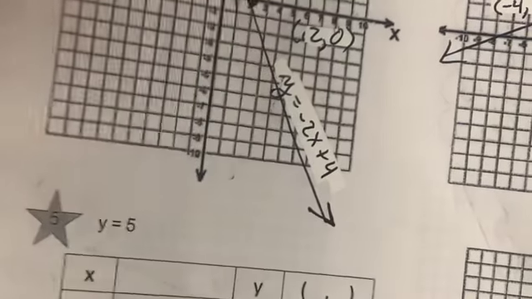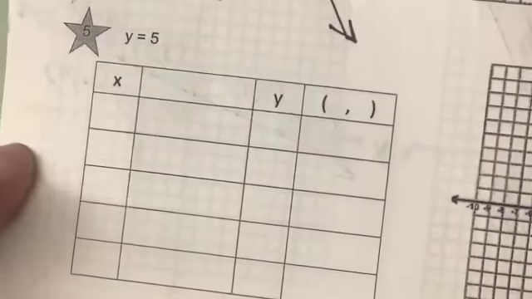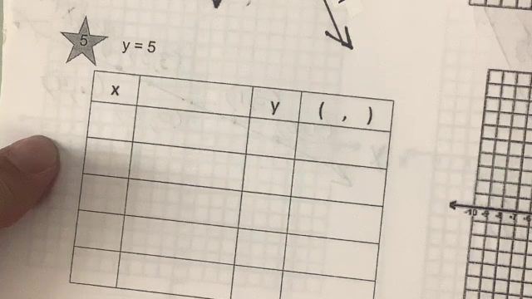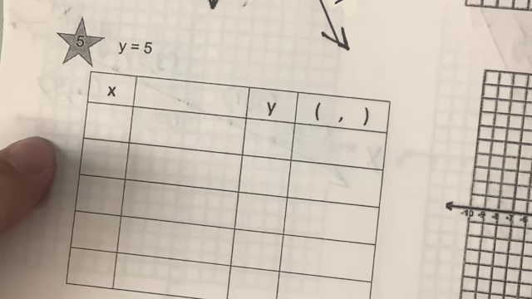Okay, the last one, y equals 5, has a star on it because it's a bonus, and I'm not doing it. You do it. Get the bonus points on your quiz.